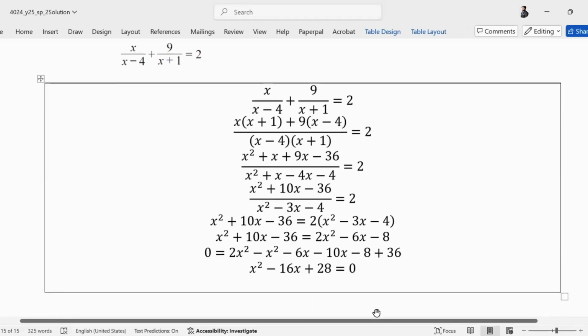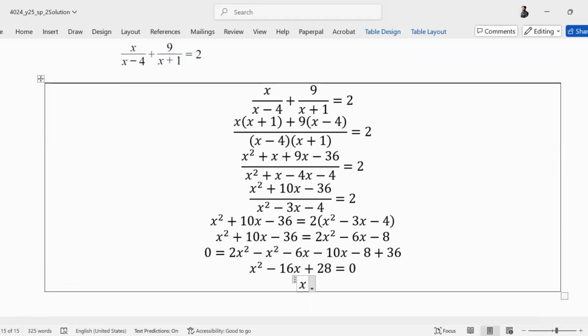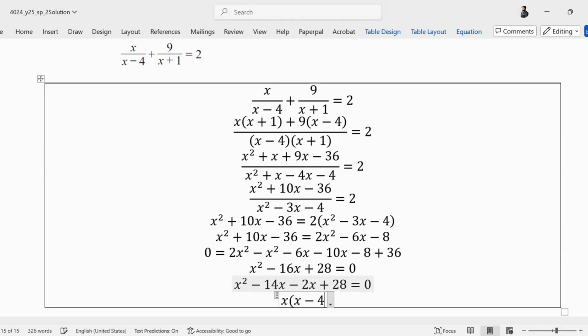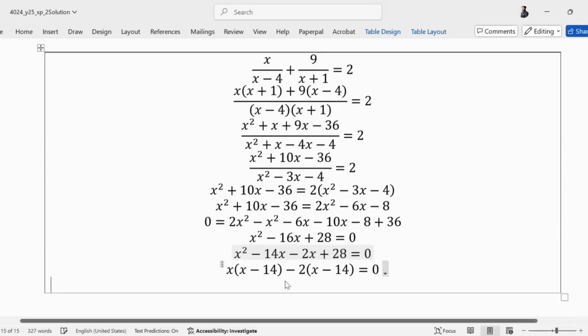Now, in order to solve this, we can use the middle term breaking. 28, and this is x squared. So two numbers that multiply to give me 28. 28 and 1 are, that will not be used to break 16. 14 and 2 are, I can obviously use that. Minus 14x minus 2x plus 28 is 0. x common, x minus 14. Minus 2 common, x minus 14. And then it is 0.